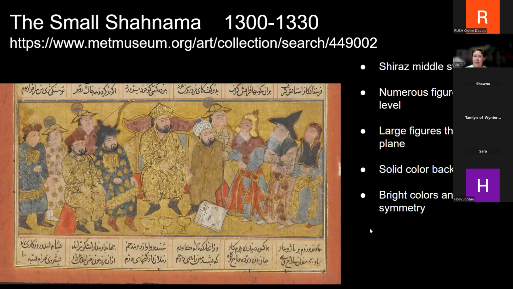Again, we have numerous figures that are fairly large and filling this boundary box. They're right up there at the front of it. And it's not an exact mirror image, but pretty close from one side to the other. So it gives you that really balanced symmetry, and bright colors, and we've gotten rid of the bare page almost entirely.